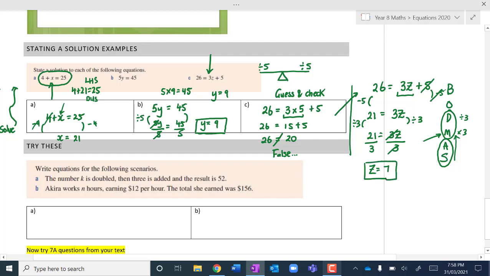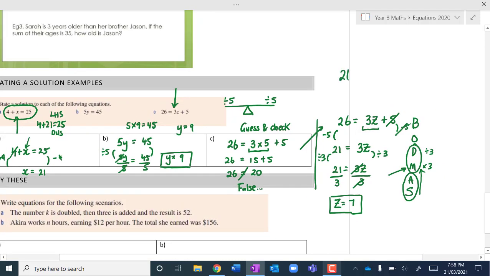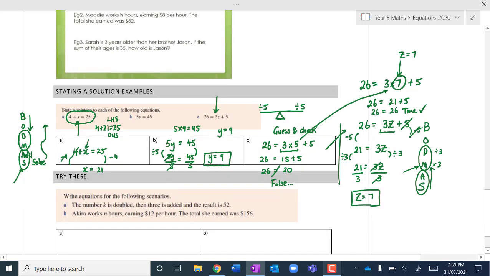That is our solution. If we guessed and checked, we would eventually come around to: we tried 5 before, now let's try 7. Does that actually work? Yes, it does, because 26 is equal to 26. Is this garbage? No, it's not. That is a true statement. So my solution is z is equal to 7. When you're asked to find the solution, we're trying to evaluate, find the answer, find the pronumeral. That's what algebra is all about, finding our solution.